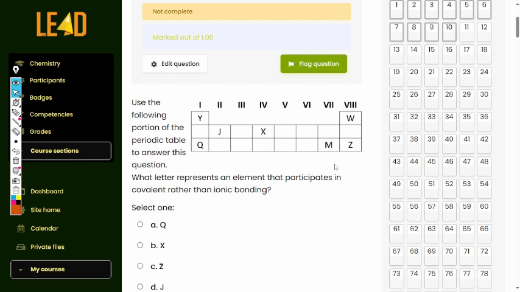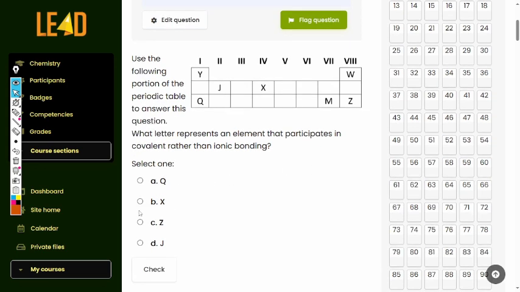So the only one here that can form a covalent bond is X, because X is somewhere in the middle. So the difference in electronegativity between X and the other elements would be smaller compared to when you pick from the extreme ends. So the answer here is B. That would more likely give you a covalent bond.